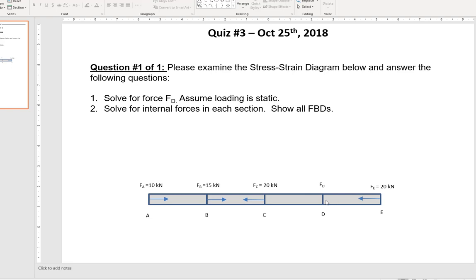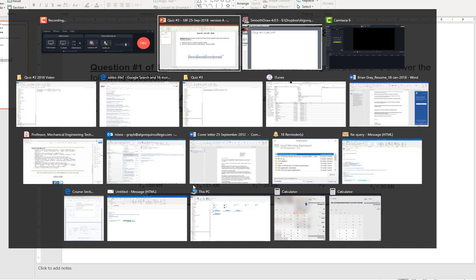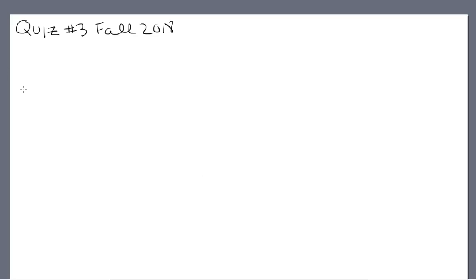So basically I have an unknown force here. I have all these applied loads, and the sum of them must equal 0. So FD plus all these forces must equal 0. So for the entire bar, since it's static, sigma Fx equals 0. X is in this direction, and this direction is positive.